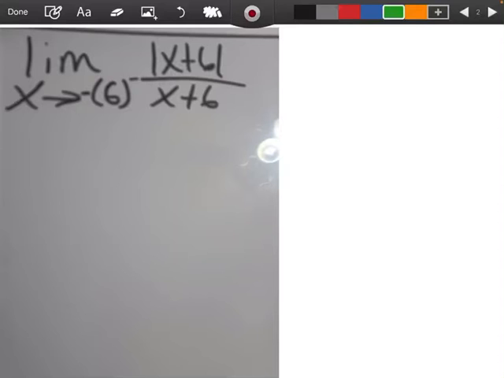All right, so y'all, let's see. We're trying to find the limit as x approaches -6 from the left. So we have -6, and it's coming in from the left, of the absolute value of x plus 6 over x plus 6. Okay, so let's see how we can do this.